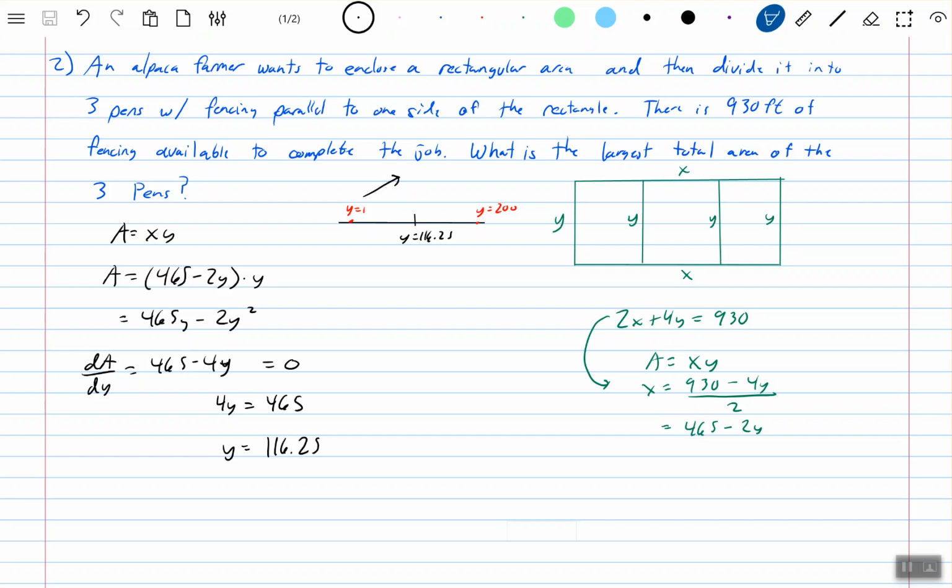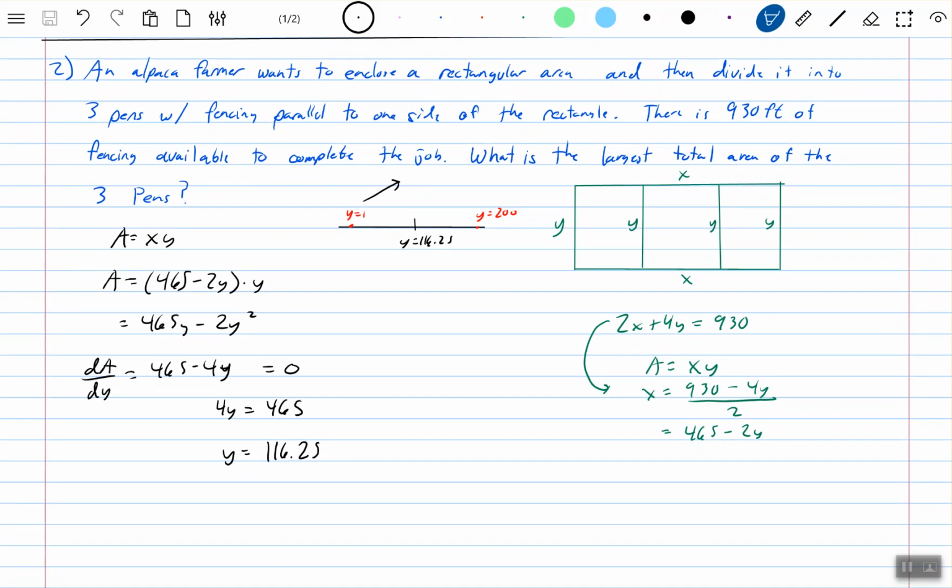I apologize. So for this y is equal to 200 test value, we plug this into the derivative. That's definitely going to be negative. What does that tell us? This point is in fact a maximum. So we have a max at y equal to 116.25.